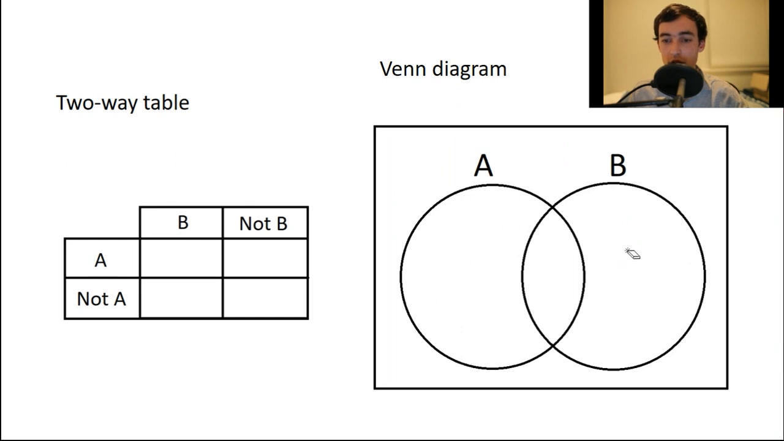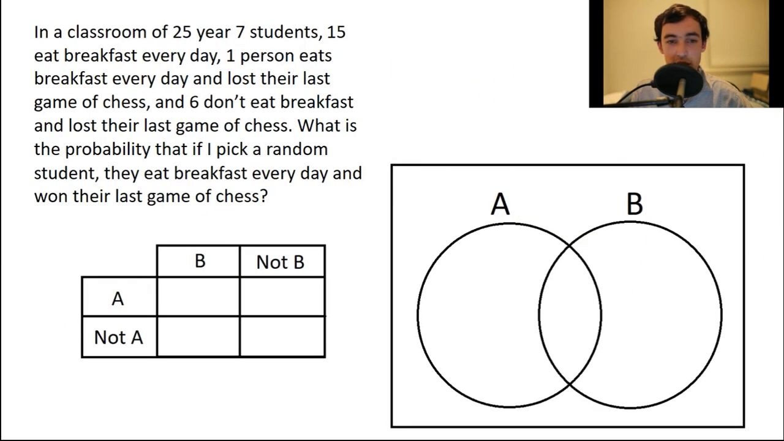So two-way tables are very similar to Venn diagrams, and I'll show you what that means in an example. So this is an easy example. We're going to do a harder example later on. It's not too hard, but it's really hard with the Venn diagram and without the two-way table. So basically one of the points of the two-way table is it can solve harder questions. But this question can be solved with either the Venn diagram or the two-way table. So we'll draw in both of them.